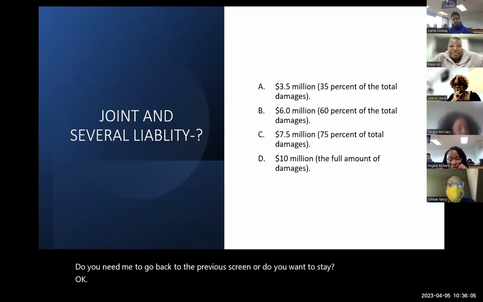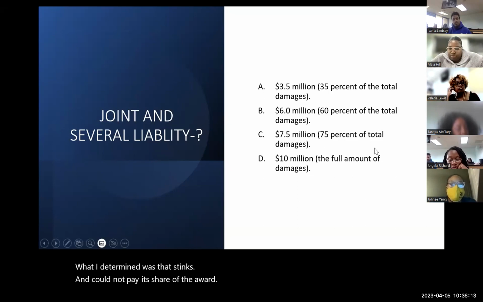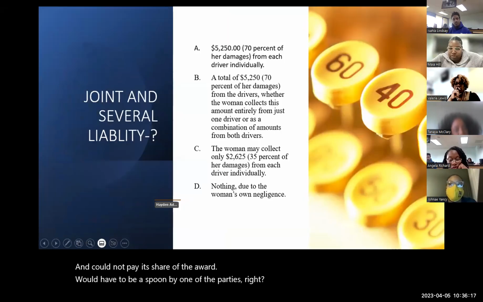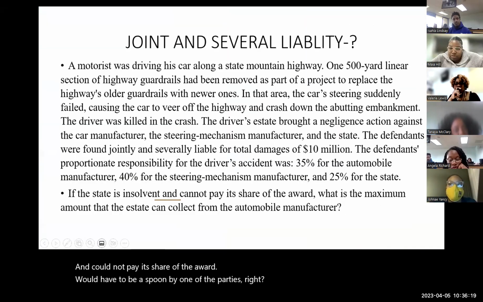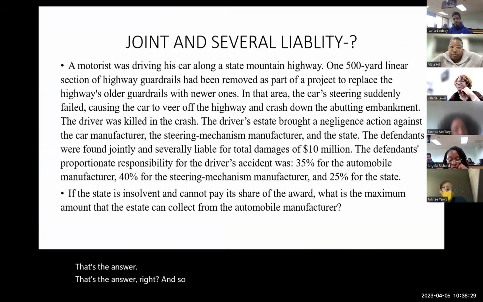What I determined was that since the state was insolvent and could not pay its share of the award, that award would have to be assumed by one of the parties. Right. And in joint and several liability, someone could assume all of the fault. That's the answer. Right. And so this is what I want you to practice doing.